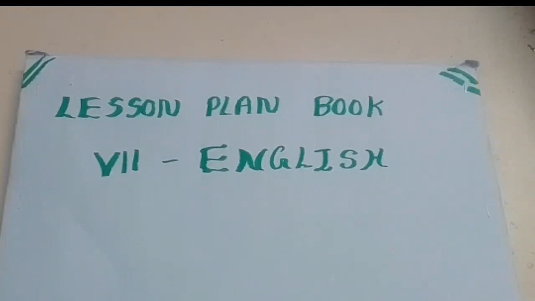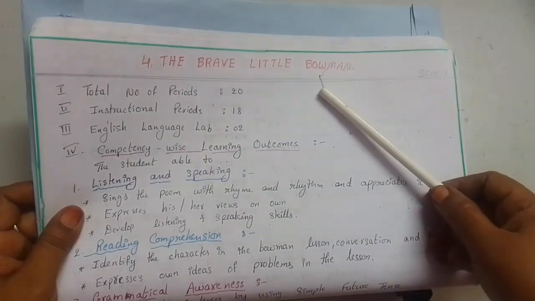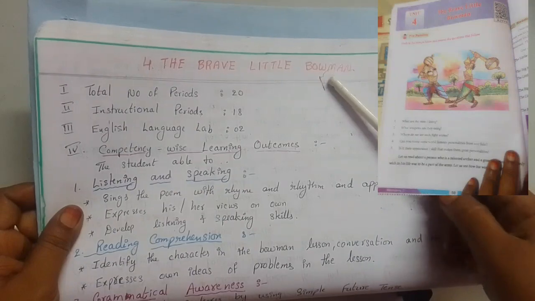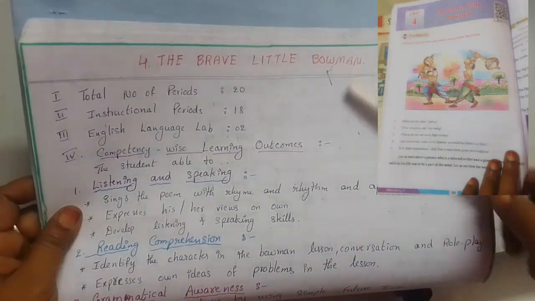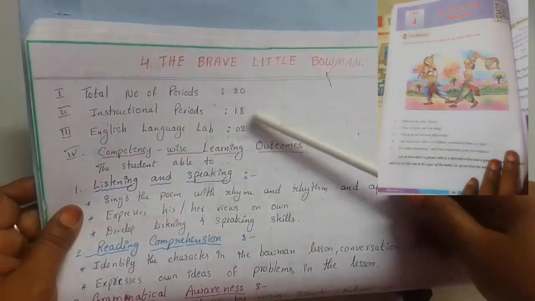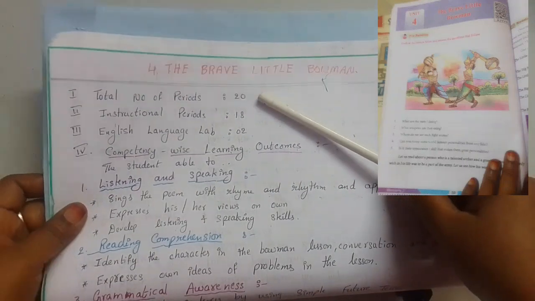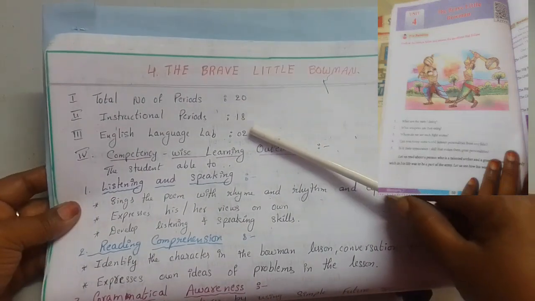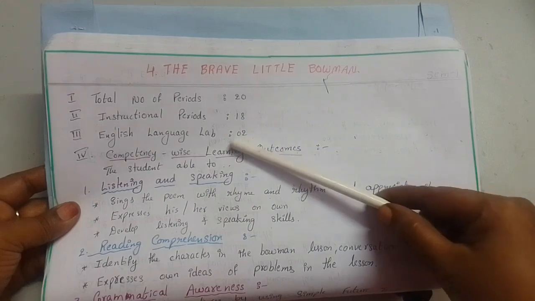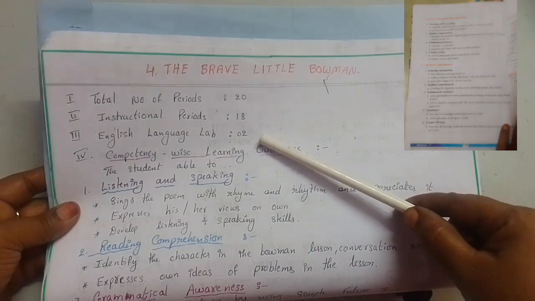Let's proceed. Let's start the fourth lesson plan. The fourth unit in 7th class is The Brave Little Bowman. This is the lesson plan written in the CCA model. Okay, total number of periods we need is 20. Instructional periods we need 18, and for English language lab we need 2 periods.